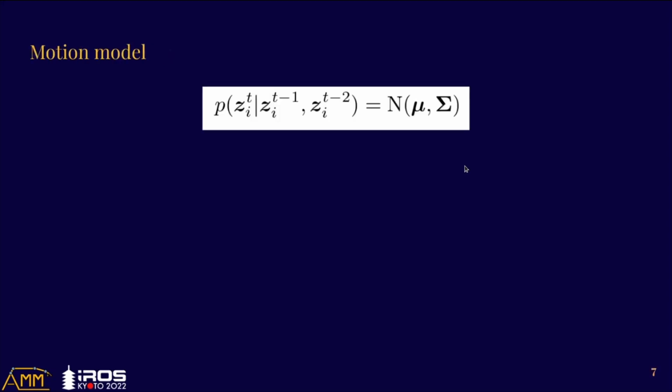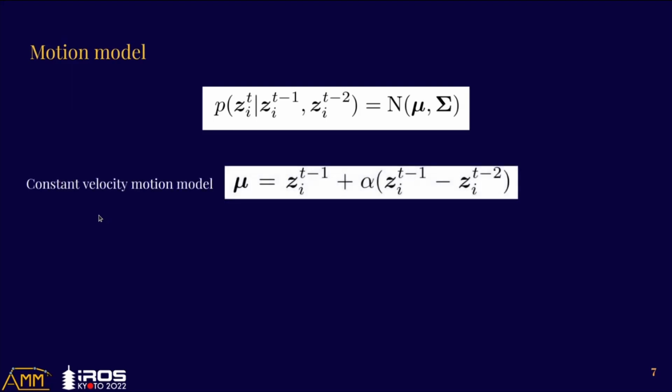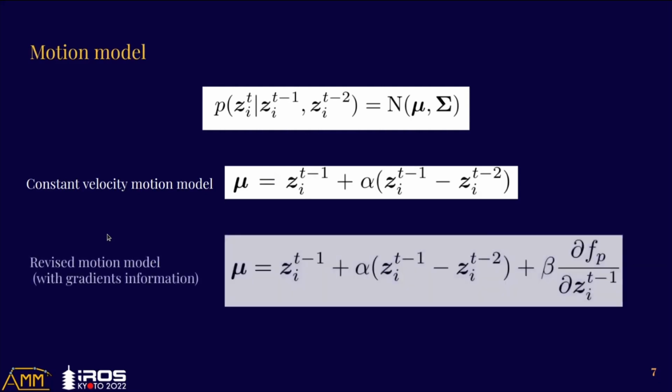We need the motion model to update the particles at each time step. We use a multivariate normal distribution to describe the motion model to approximate the probability distribution propagation of the latent state. For the constant velocity model we used in our previous work, we assume the latent state changes smoothly. Now, since we have the gradient information, the gradient of the posterior probability with respect to the latent state, we can leverage this information to improve the motion model.